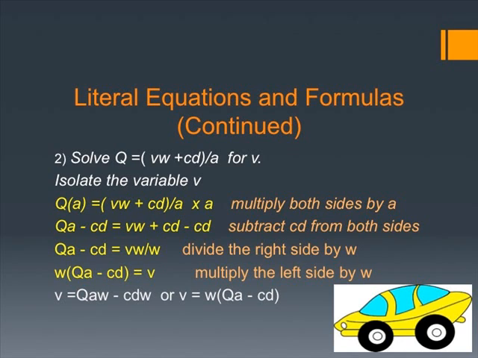Lastly, we will multiply the left side by W, which will give us V equals QAW minus CDW if we distribute the W through the quantity of QA minus CD, or you can write V equals W times the quantity of QA minus CD.